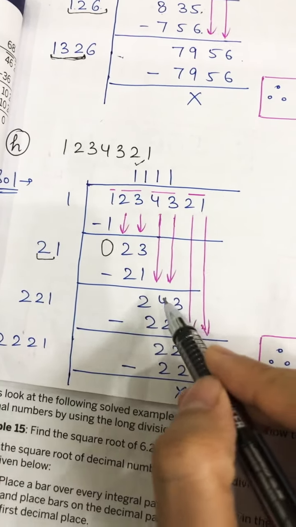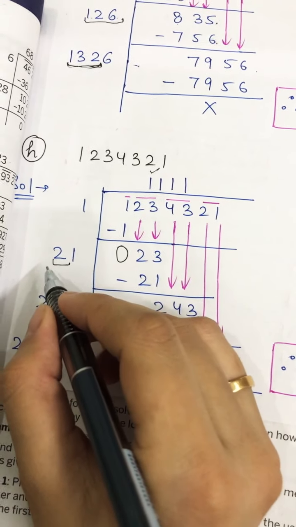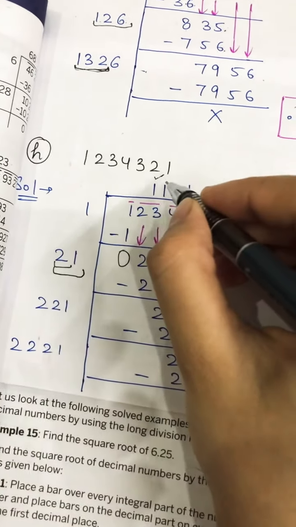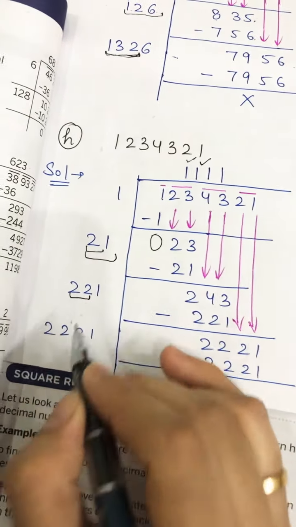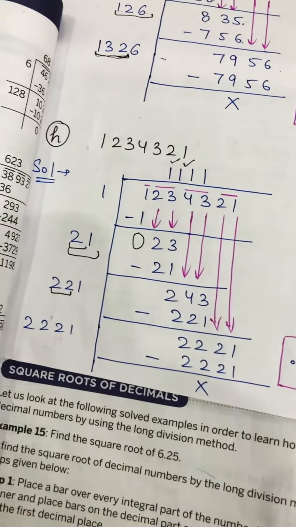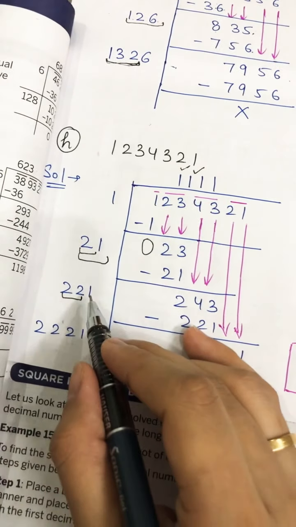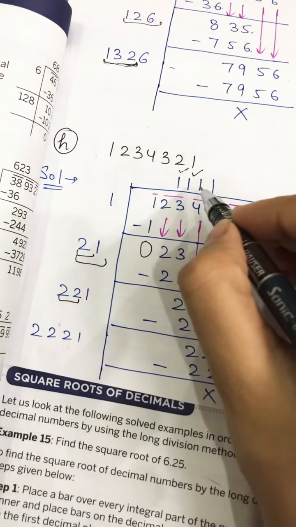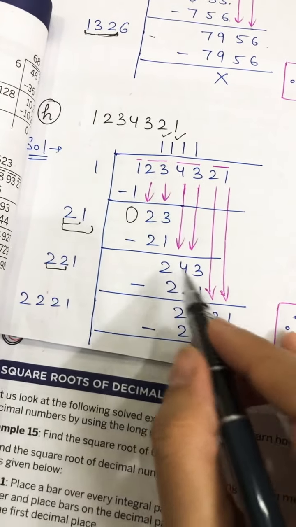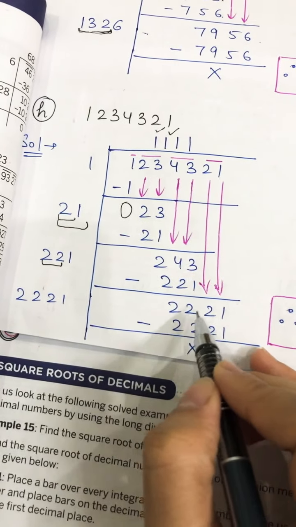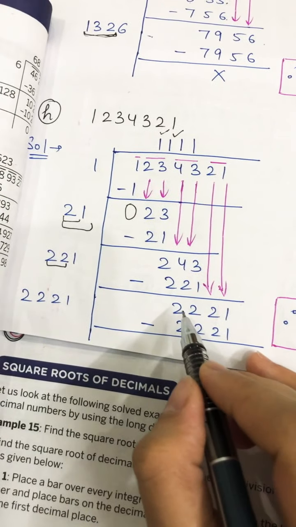Now take out the next 2 digits directly: 243. Now you have to add this 21 plus this next digit. 21 plus 1 is 22. Now I'll multiply 22 with which number so that I'll get a smaller number than 243? I'll write here 1. 221 ones are 221. After subtraction I'll get 22. Now I'll take out these 2 digits directly from here. So my question is now 2221.